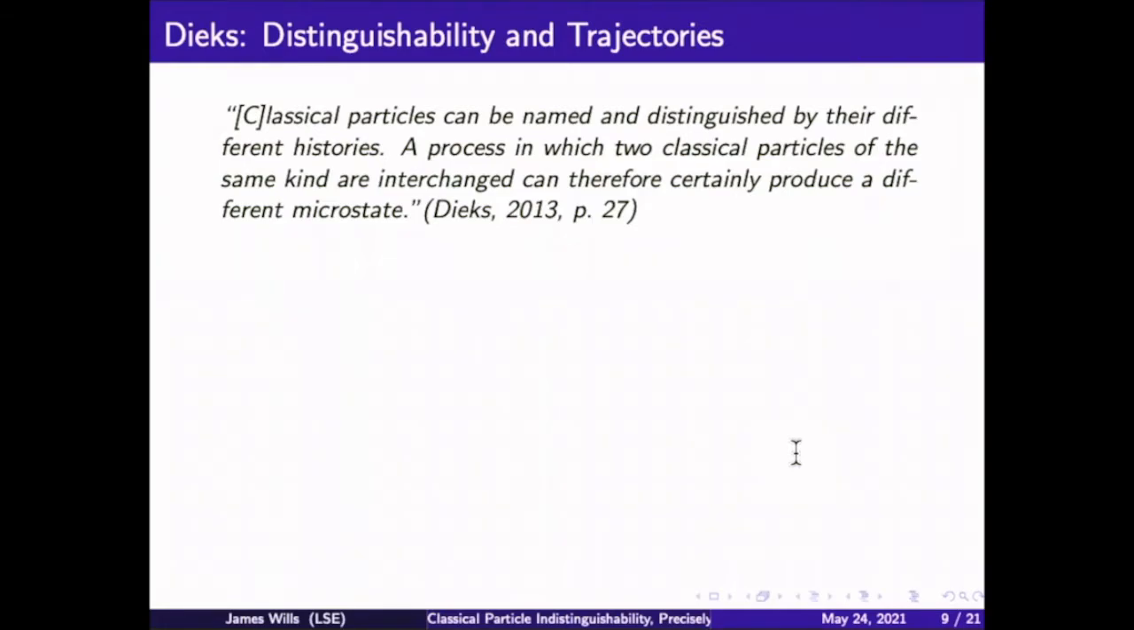I'm going to consider Dennis Dieks's answer first. In a 2013 paper, Dennis Dieks essentially argues that classical particles can be named and distinguished by their different histories. A process in which two classical particles of the same kind are interchanged can therefore certainly produce a different microstate.